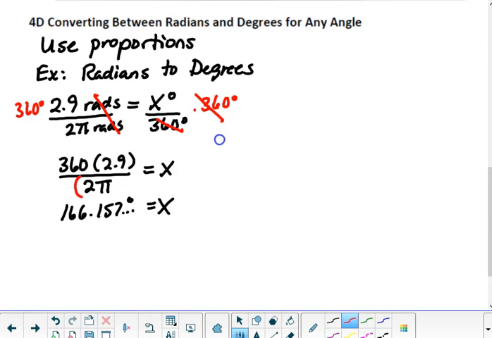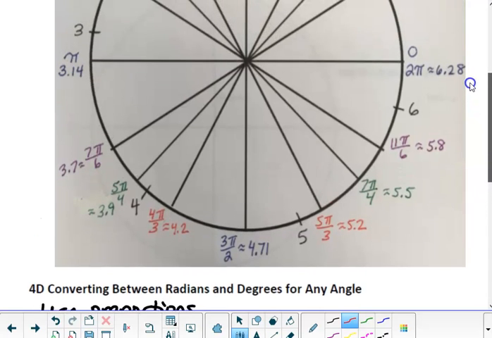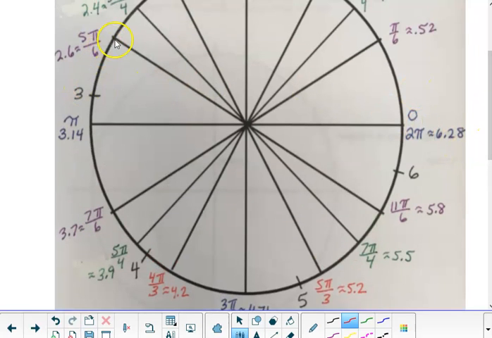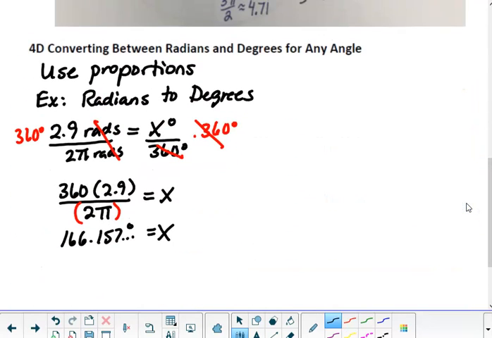Tip: use parentheses when you're dividing on your calculator, or you'll end up dividing by 2 and multiplying by pi. Another check to make sure your answer is right is that 2.9 radians should be somewhere between 150 degrees and 180 degrees. So that looks very reasonable that 166 degrees is our answer.